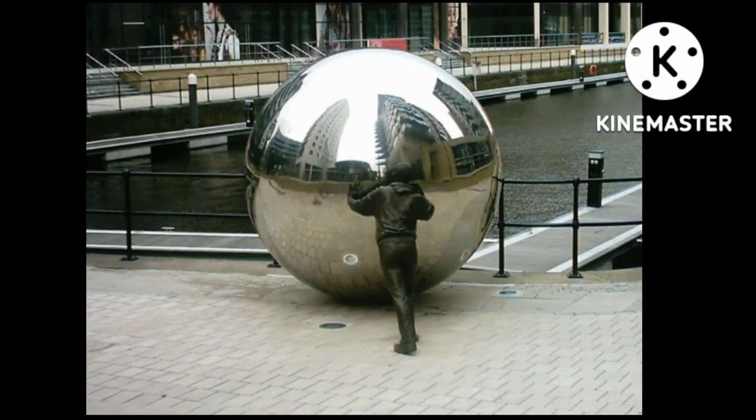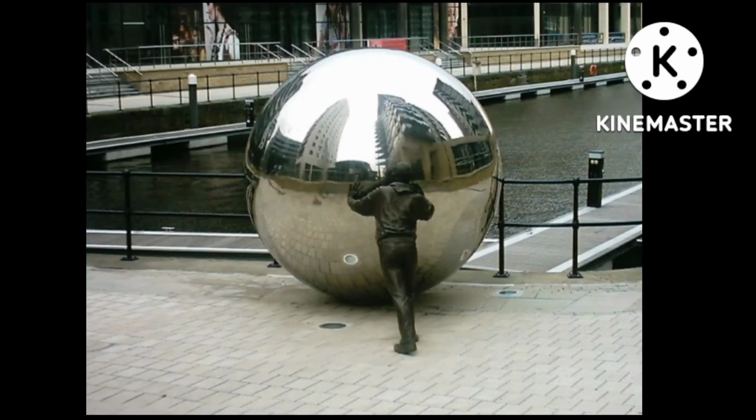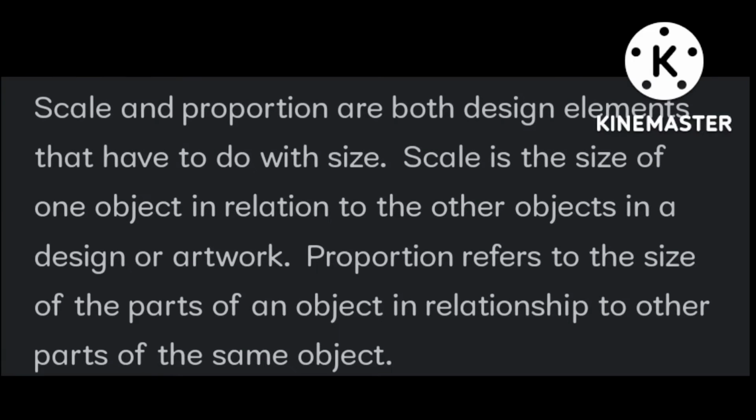And here is the last picture. The principle of design being applied in the picture is called scale and proportion. Did you get it right? Scale and proportion are both design elements that have to do with size. Scale is the size of one object in relation to the other objects in a design or artwork. Proportion refers to the size of the parts of an object in relationship to other parts of the same object.